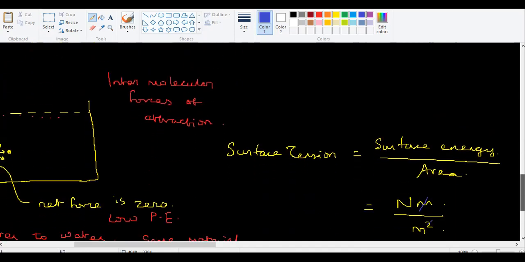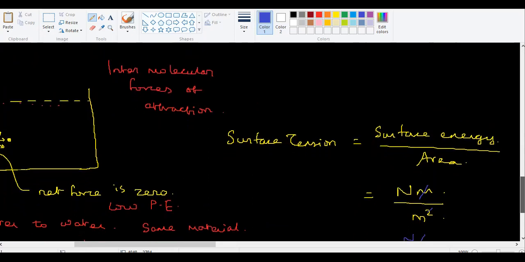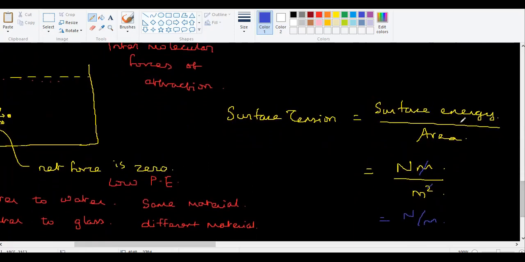Another way of defining this is how much energy is there on the surface for a given area. Okay, so that is another way of defining surface tension. Again, let me say that one more time, surface tension is Newton per meter, not Newton. Okay, so it's a very common error. We would think that tension means force, which is Newton, which is not correct. Okay, Newton per meter is surface tension.